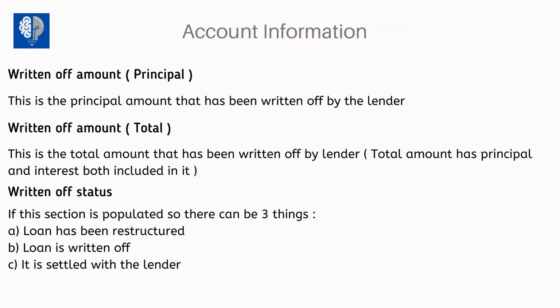Then there's also a field called written off status. If it is populated, meaning something is written here, there can be three things. One is the loan has been restructured. There's a restructuring of the loan which happens whenever there's a dispute, so it will be listed here. Or the loan is written off, which means it has been waived off. And the third is it is settled with the lender. There was some discussion between the lender and the borrower and it has been settled. So these points will be listed here.